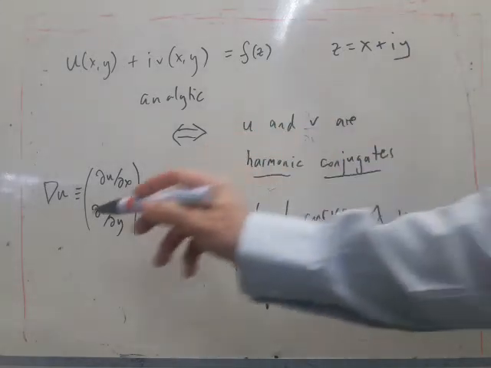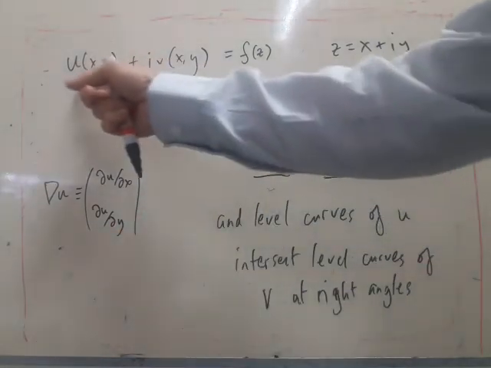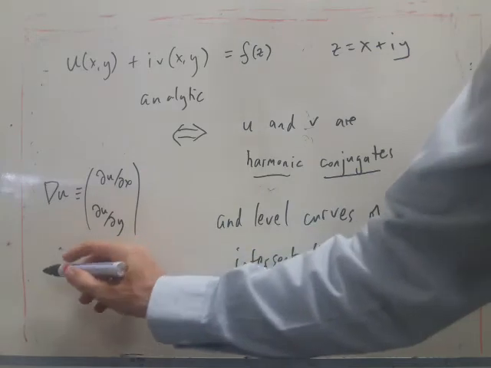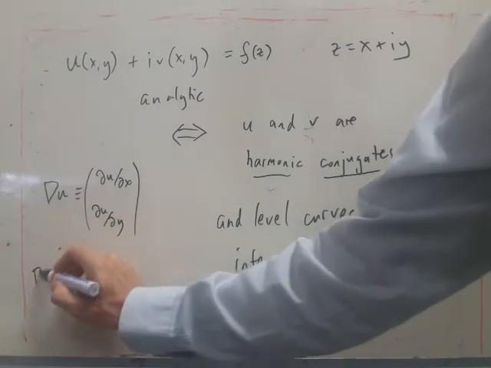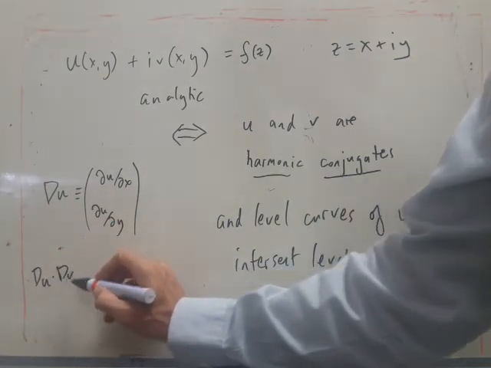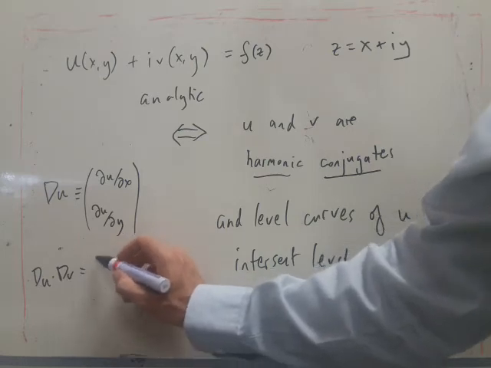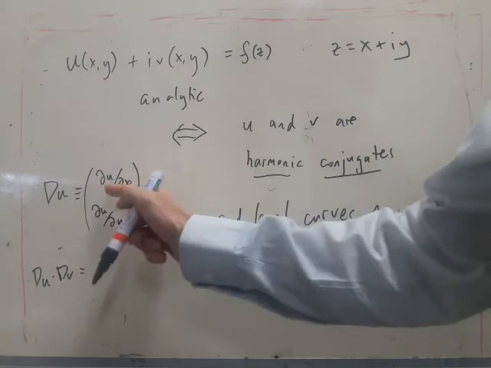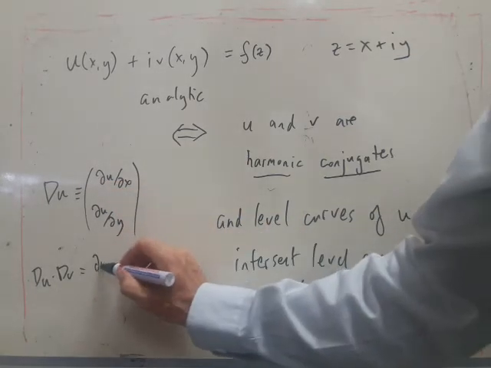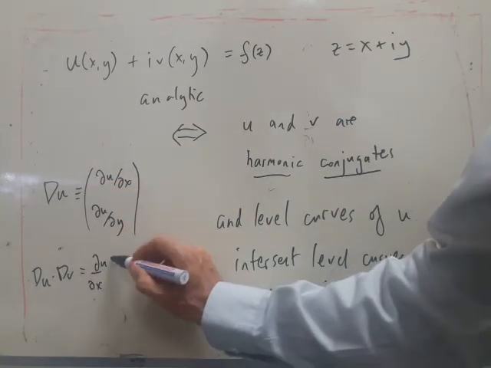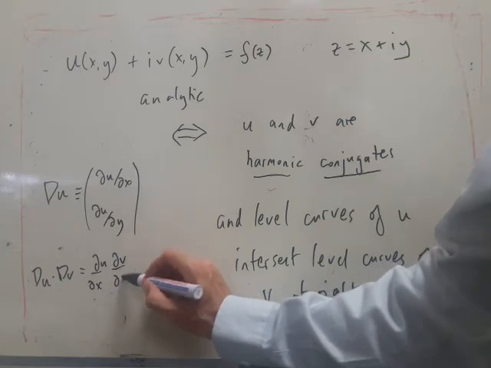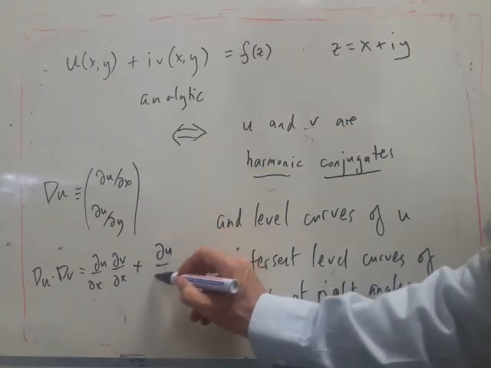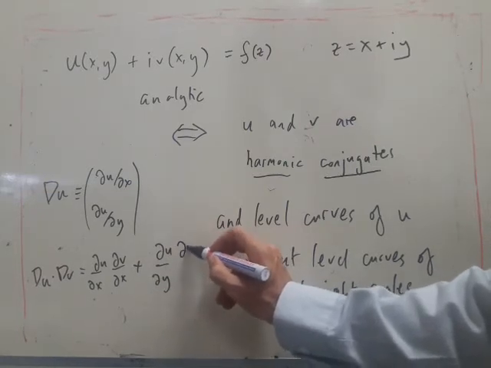So to show that the level curves of u and v are perpendicular, all we need to do is take the dot product of grad u with grad v, and that should be 0. So that's going to give us du by dx times dv by dx plus du by dy times dv by dy.